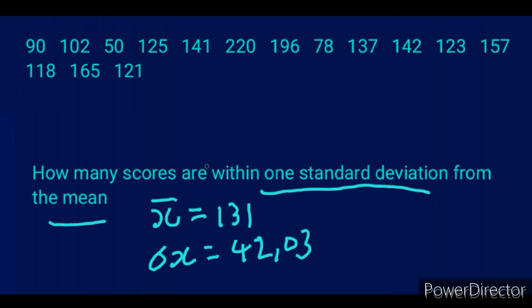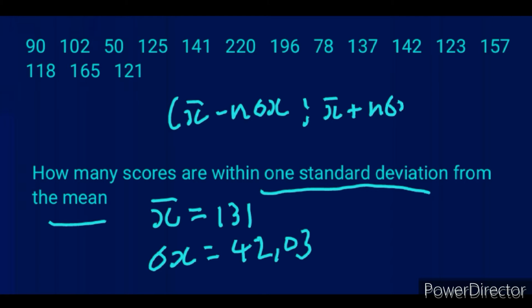In order to deal with this type of question, you have to memorize this formula. The mean minus n standard deviations, and the mean plus n standard deviations. Notice the mean minus n standard deviations and the mean plus n standard deviations. This symbol, x bar, is the mean, and this symbol is the standard deviation.